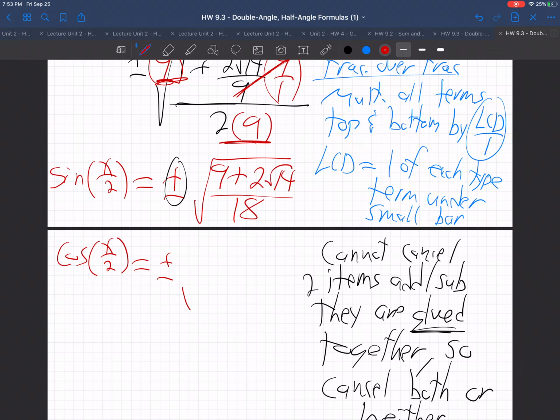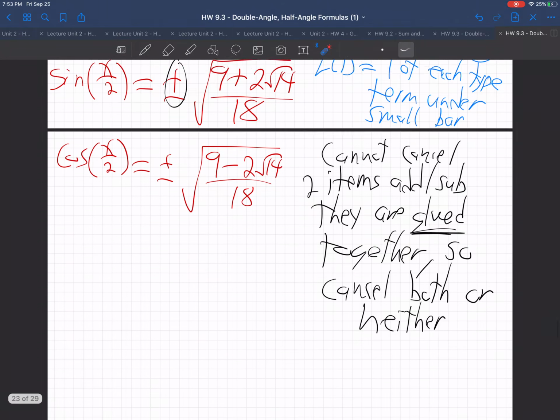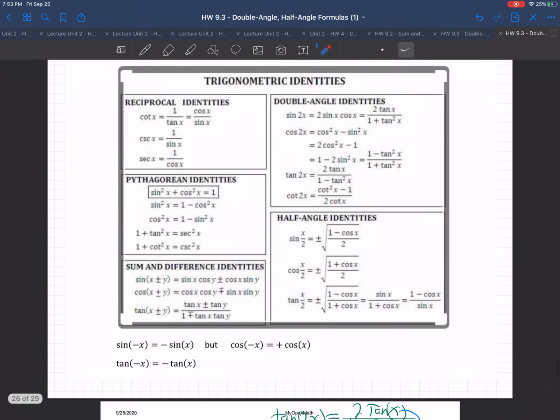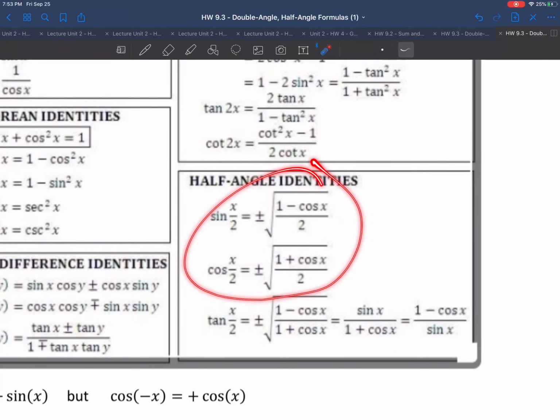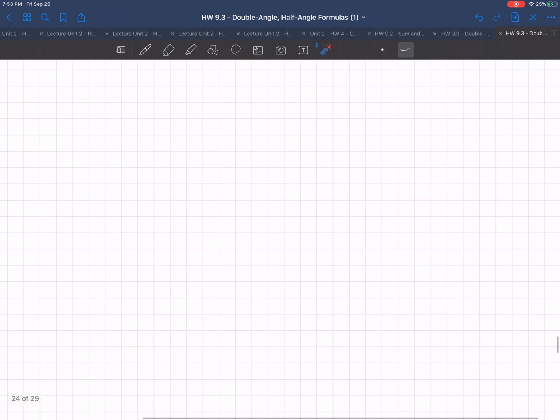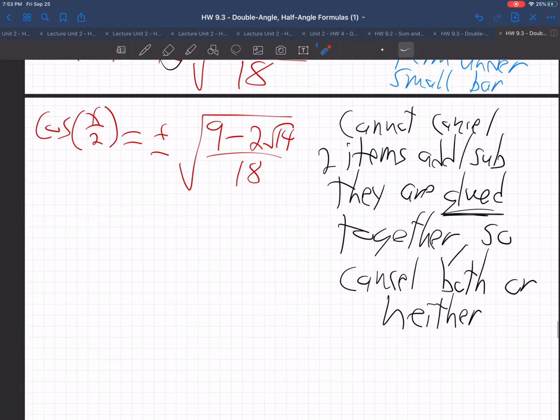It's going to be plus or minus the square root of 9 minus 2 root 14. It's just going to be the opposite sign in the middle. See this sign and that sign. That's the only difference, right? Look down at the formula. See right here? Same formula. Minus, plus, only difference. And our signs actually switched because of the negative item we plugged in.